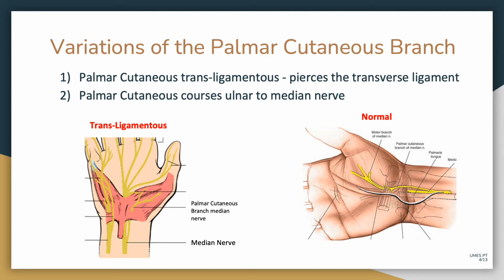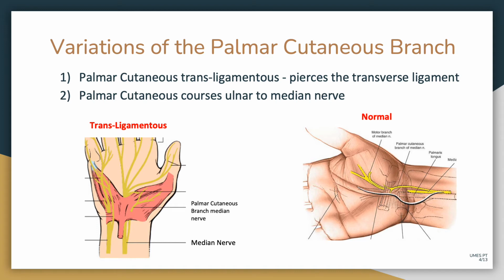So if we look on the picture to the right, this is a normal presentation of the palmar cutaneous branch of the nerve. It normally arises from the radial border of the median nerve, 5 to 6 centimeters proximal to the wrist crease. And as it traverses the wrist, it remains superficial to the transverse carpal ligament, passing between the superficial and deep layers of forearm fascia. So you could see that it's passing superficial to the transverse carpal ligament in this picture on the right.